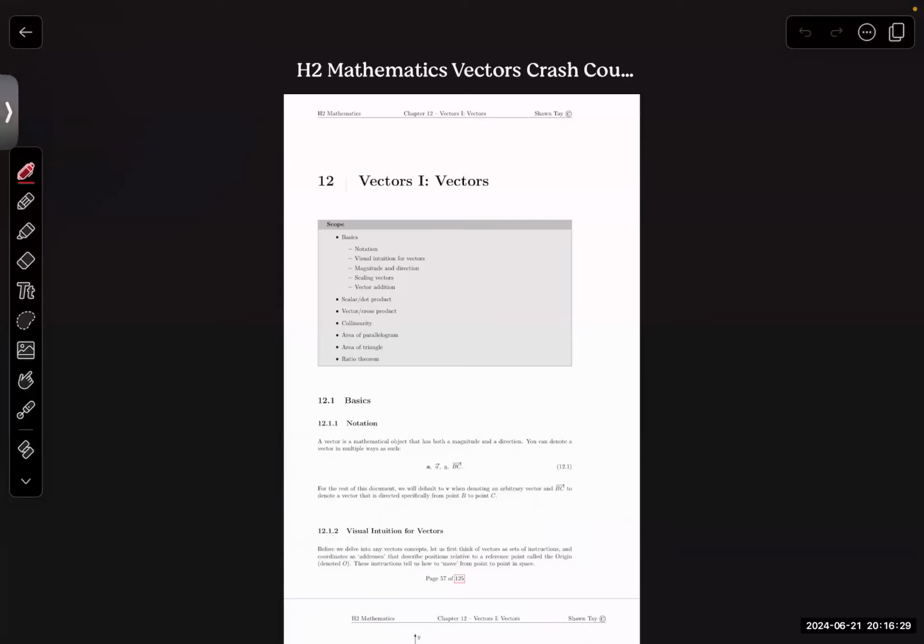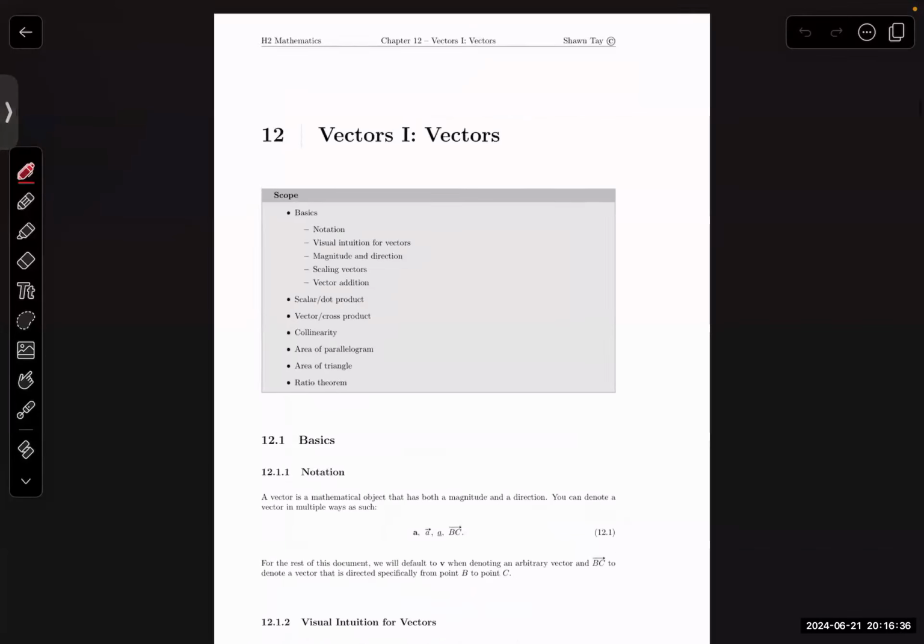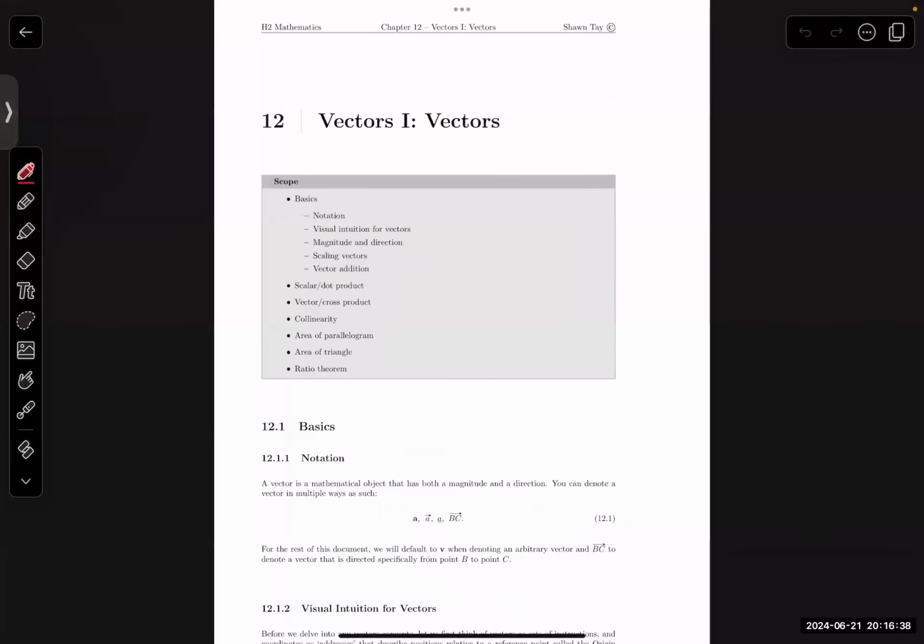So, all right. Today's crash course on vectors will be quite a long one, but hopefully I can speed things up by skipping over some of the calculations and stuff like that lah. The main point of this crash course is that a lot of students who are taking H2 math always complain about how vectors is a difficult topic or there's a lot of things to remember.